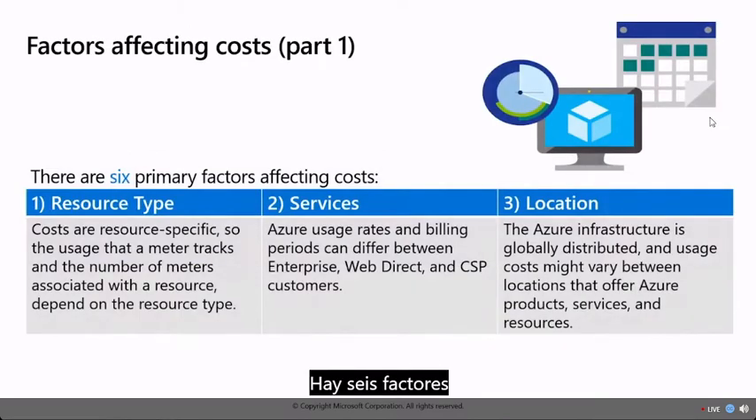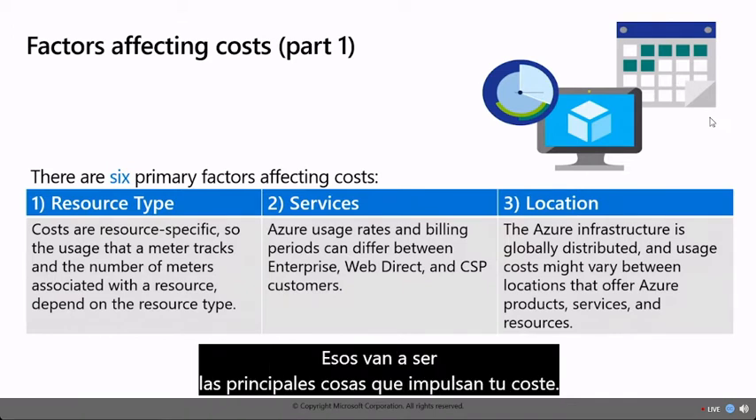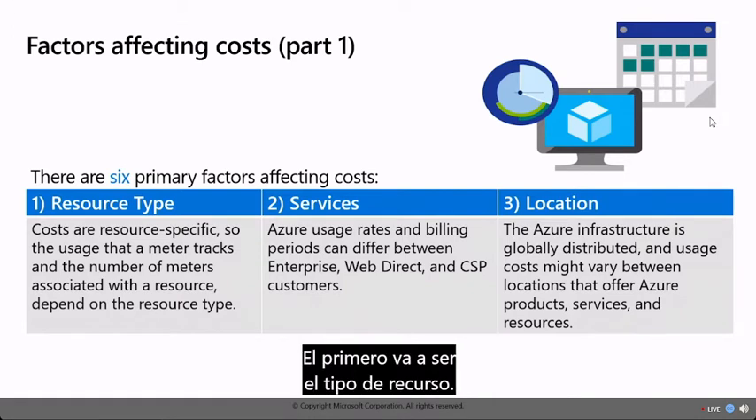There are 6 factors that impact the cost of your service. So the first 3 that I want to talk about are going to be resource type, services, and location. Those are going to be the main things that drive your cost. So the first one is going to be the resource type.